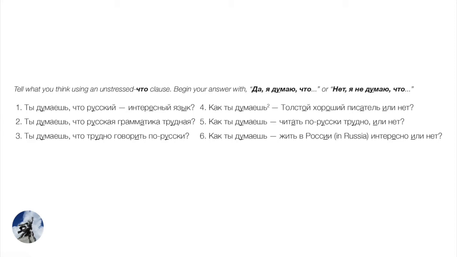Okay, number three. Ты думаешь, что трудно говорить по-русски? Do you think it's hard to speak Russian? Well, again, we can answer, Я знаю, что трудно говорить по-русски. I know that it's hard to speak Russian. And it is hard to speak Russian. We'll talk about that many times in the future, even as we start learning the grammar quite well, and maybe we're able to read Russian quite well. Speaking it well is going to take quite a bit of practice. It is not an easy language to speak. What makes it so difficult? Well, we already have a good idea: these endings that are changing all the time.